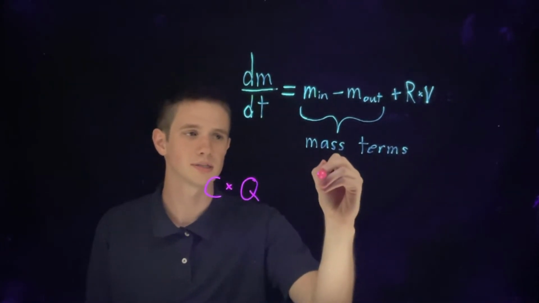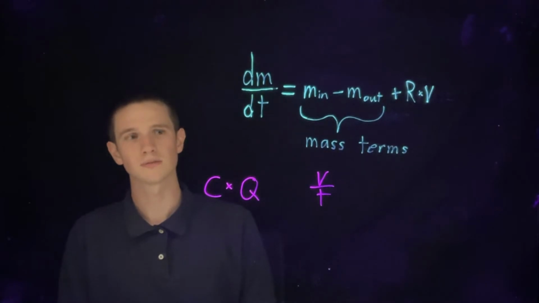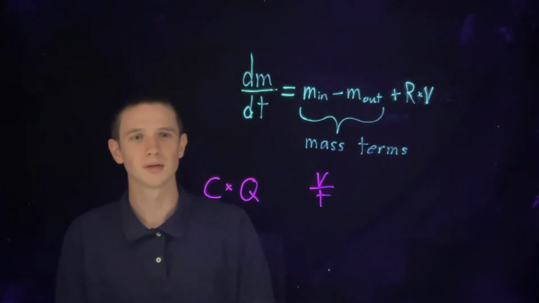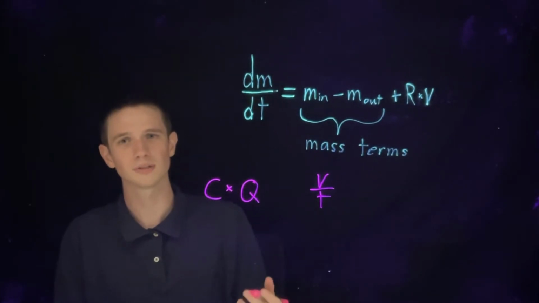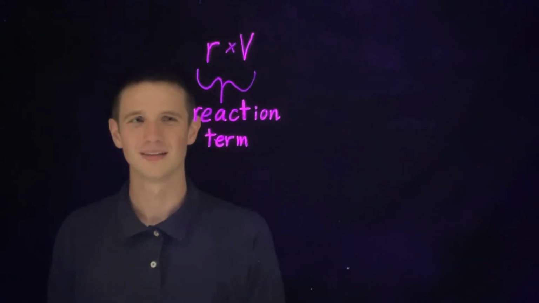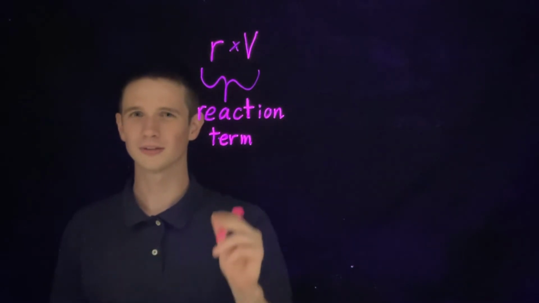Our flow rate is simply a volume over time. So this is the volume of water entering or exiting the system over time. And the concentration is how much of this substance is in that water. This reaction term is a little bit more tricky, so let's take a closer look at it.